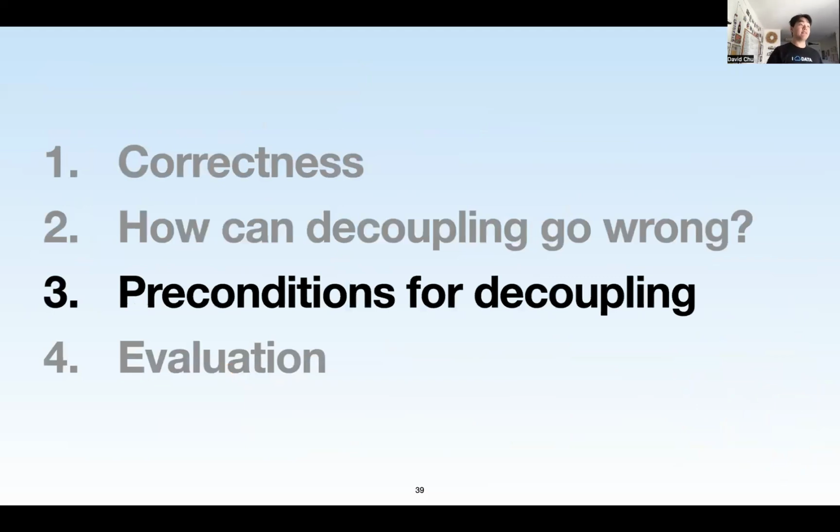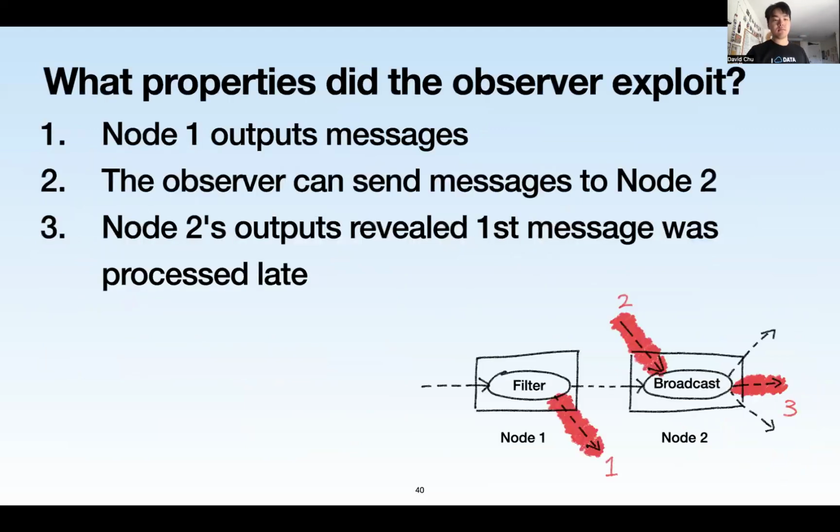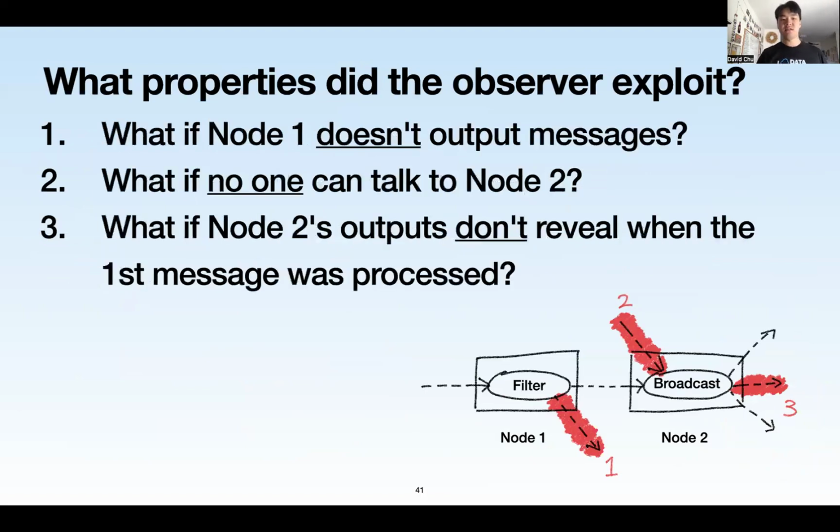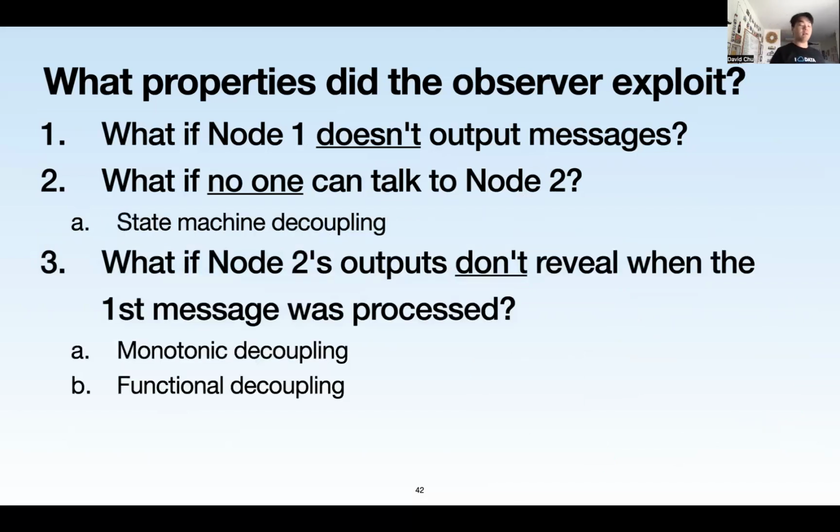Now let's use that as intuition to help us find conditions where decoupling is correct. We're going to take the three things that the observers exploited about our running example and flip them on their head. Look at versions of our running example where one of those three properties is not true, and then we'll try to see if that helps us prove or create a precondition. As it turns out, it does. Here are the preconditions that we create.